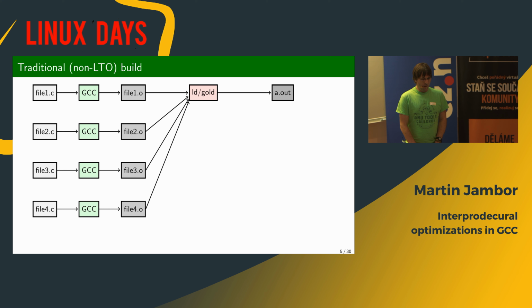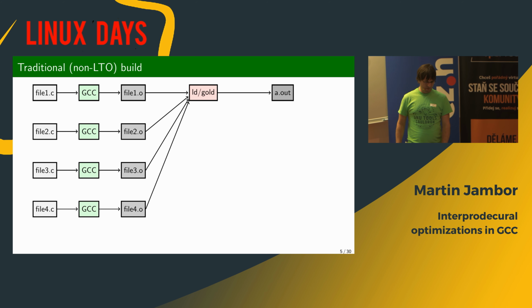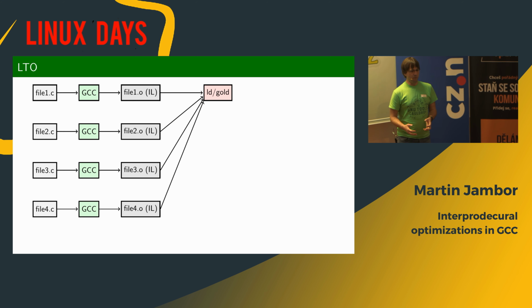But when the linker sees the object code, which is basically already in the form of machine instructions, it is really too late to do most of the interesting optimizations. And therefore, what we need to do is, when we invoke the linker, look at something different.